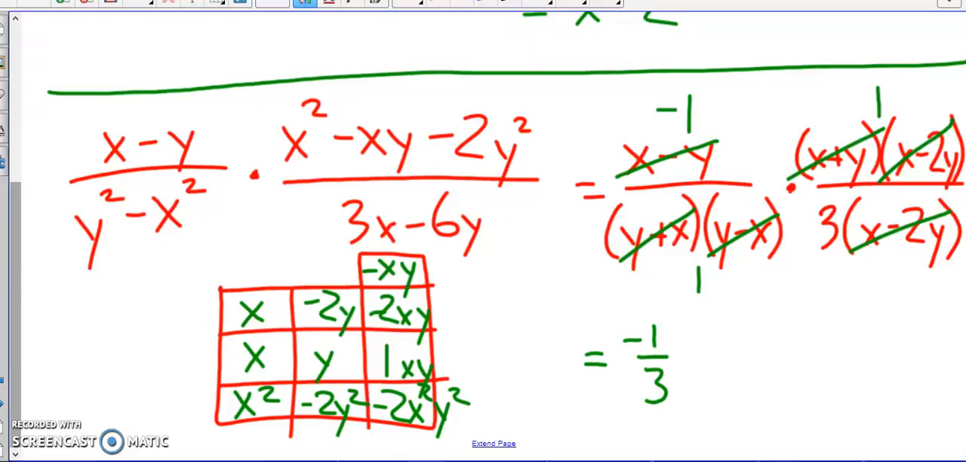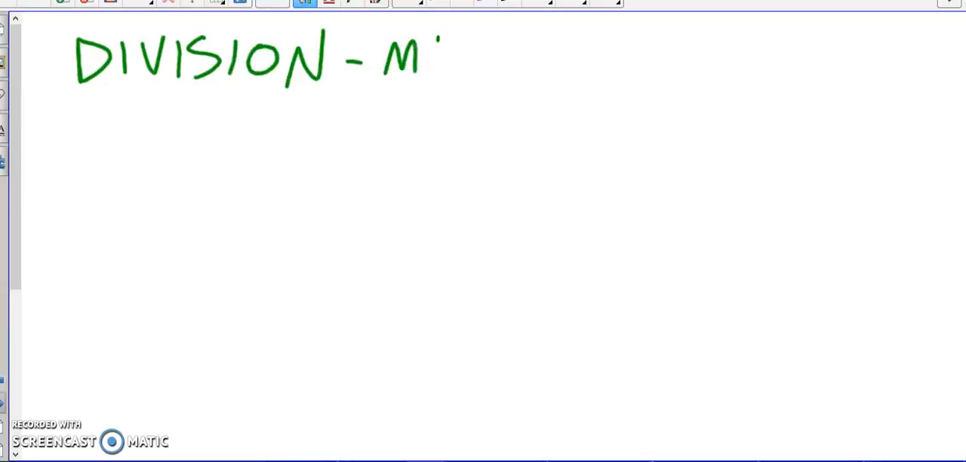Okay, so let's see if we can get through our division examples before the 15-minute mark. So when you do division, remember, when you divide fractions, you multiply by the reciprocal. You keep it, you change it, and you flip it.